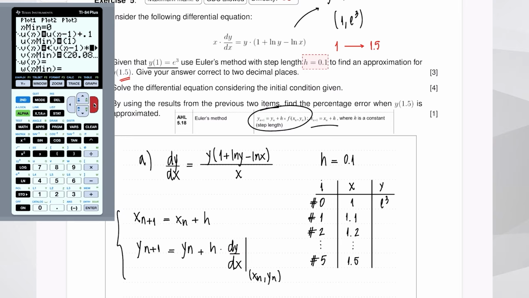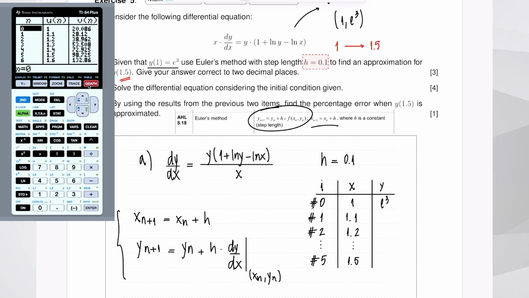Now, after inserting this gigantic expression, which is a challenge in itself, you should second table it, which means that by inputting the data in our table, when x is equal to 1.5, we get 98.725. So this is our approximation for y of 1.5. So the value of the function when x is equal to 1.5. We're going to solve it algebraically to see if we actually got a reasonable solution.